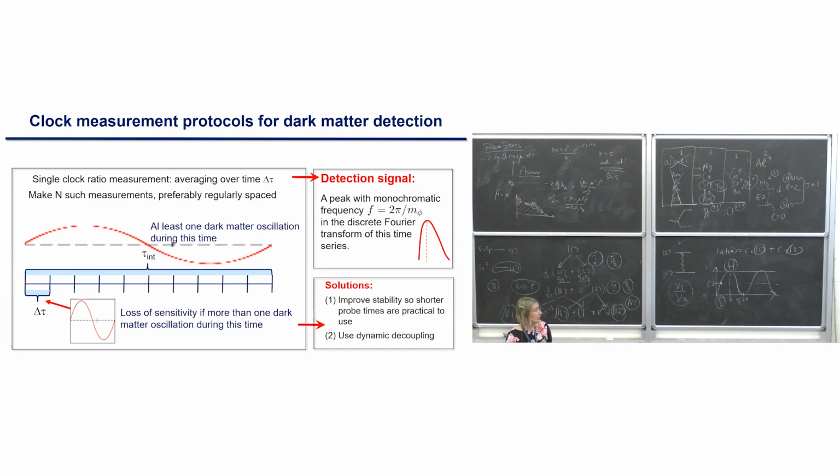So let's say there's no dead time and you make measurements every second. And every second you record the frequency ratio of two clocks. Now, for now, let's say we only have one dark matter oscillation or less than one dark matter oscillation per time. But in order to do Fourier transform, you need to get at least one dark matter oscillation during your entire measurement campaign. It's best if you have at least four to five oscillations to get the frequency. Then you get all your time sequence and you just do a discrete Fourier transform from time domain to frequency domain, and your detection signal would be a peak with monochromatic frequency, which looks a bit like this.